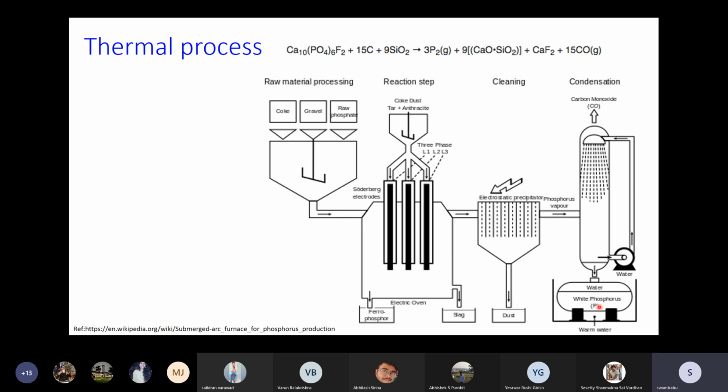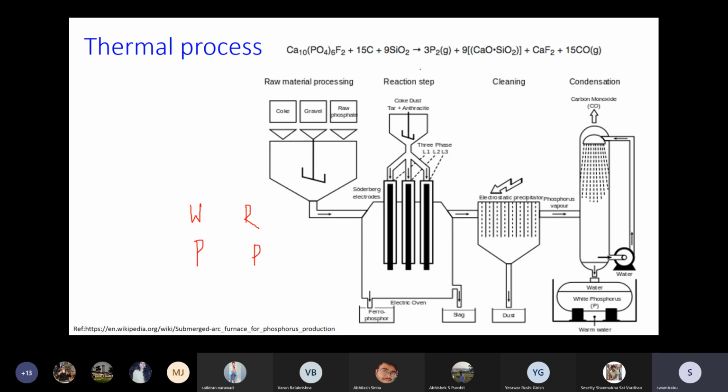So white phosphorus is not a stable one and is highly reactive. Whereas red phosphorus is highly stable, and we can store it even at room temperature, whereas white phosphorus cannot be stored. Here I'm talking about two things: white phosphorus and red phosphorus. White phosphorus is not stable and highly reactive.